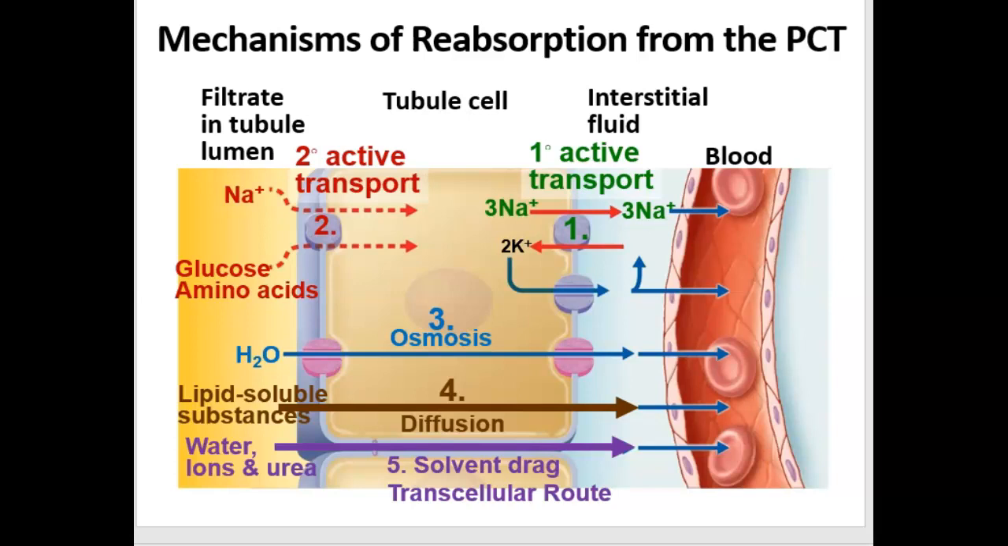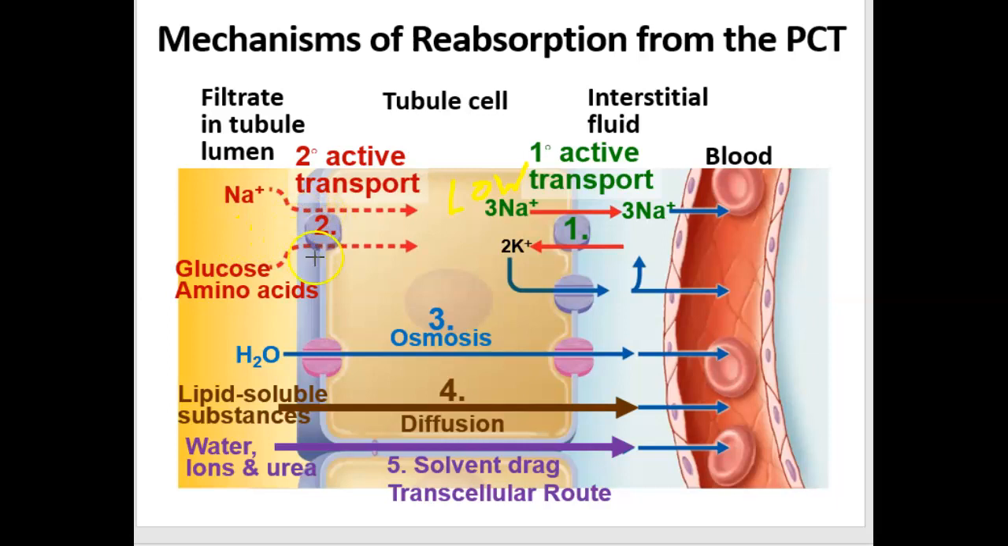So that means we use ATP to create a gradient of sodium. The gradient will be such that sodium will be low inside the tubule cell because it's being pumped out. So then let's look at number 2. This is on the other side of the wall, close to the lumen of the tubule.